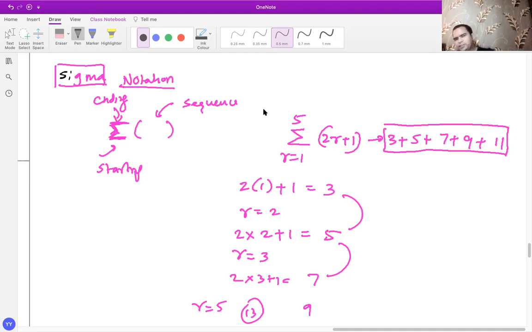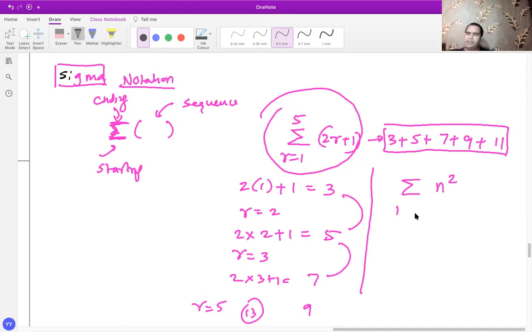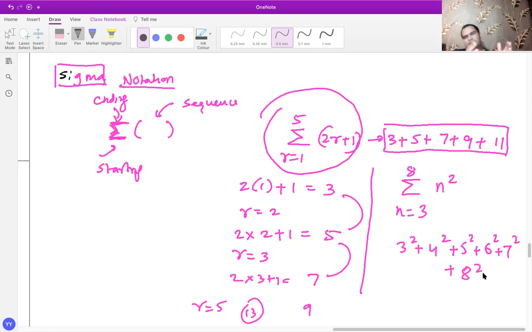So this is actually the command, or a way, to add up a given number of terms of a sequence. Now, for example, if I have sigma n squared from n equals 3 to 8, what does this mean to us? It simply means you take 3 squared, 4 squared, 5 squared, 6 squared, 7 squared, until 8 squared. This is how you make use of sigma notation and decode it backwards.